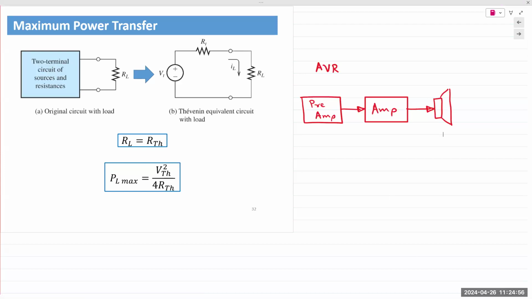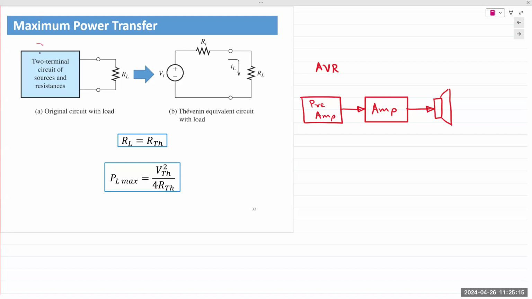So maximum power transfer states that in order for maximum power to be transferred from the first circuit to the next, the Thevenin resistance of the first circuit should match the load resistance of the next one. Essentially, the Thevenin resistance of both circuits should match up.